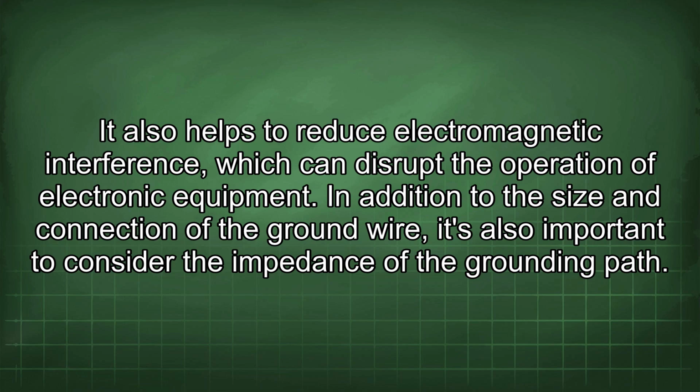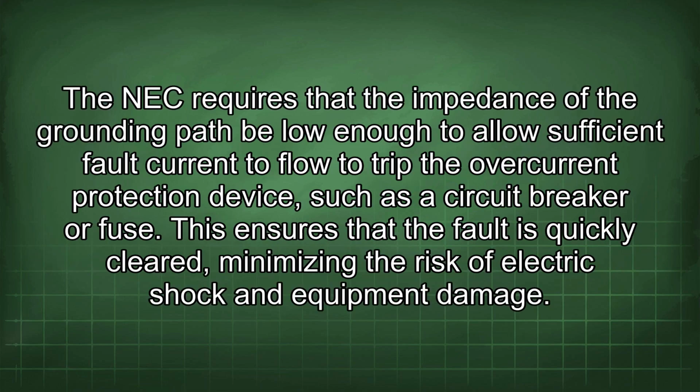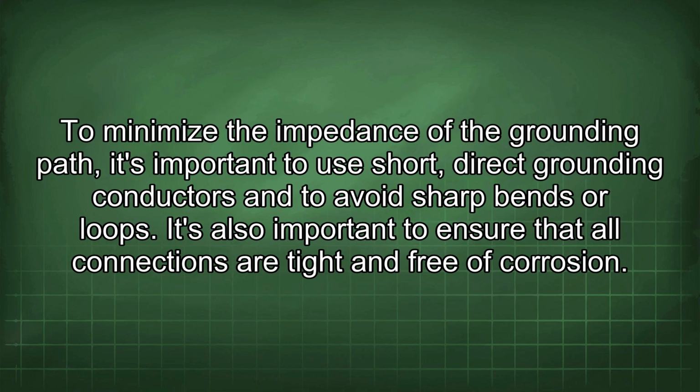In addition to the size and connection of the ground wire, it's also important to consider the impedance of the grounding path. The NEC requires that the impedance of the grounding path be low enough to allow sufficient fault current to flow to trip the overcurrent protection device, such as a circuit breaker or fuse. This ensures that the fault is quickly cleared, minimizing the risk of electric shock and equipment damage. To minimize the impedance of the grounding path, it's important to use short, direct grounding conductors and to avoid sharp bends or loops. It's also important to ensure that all connections are tight and free of corrosion.